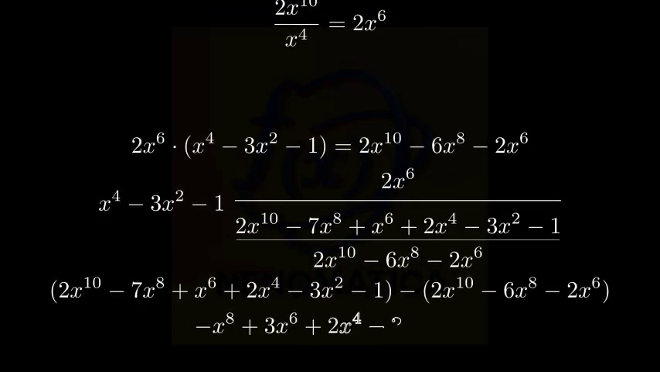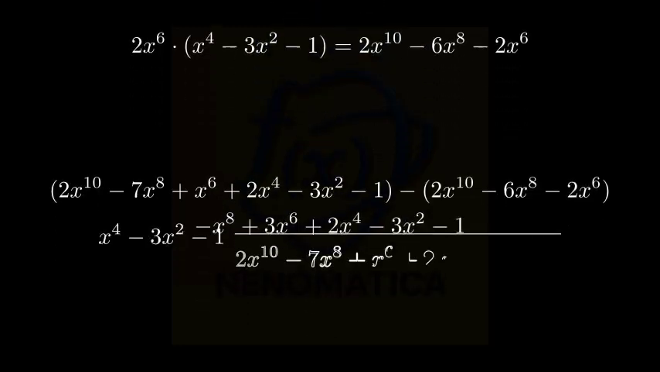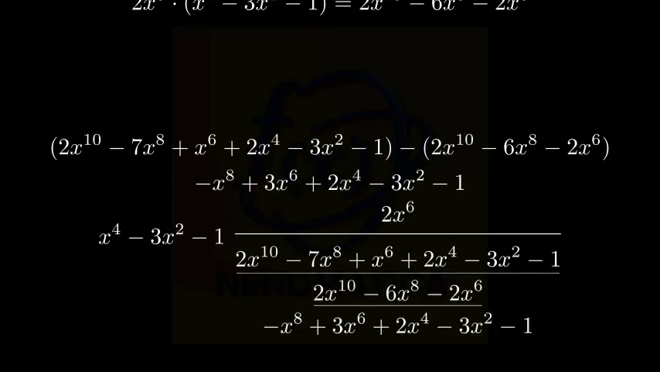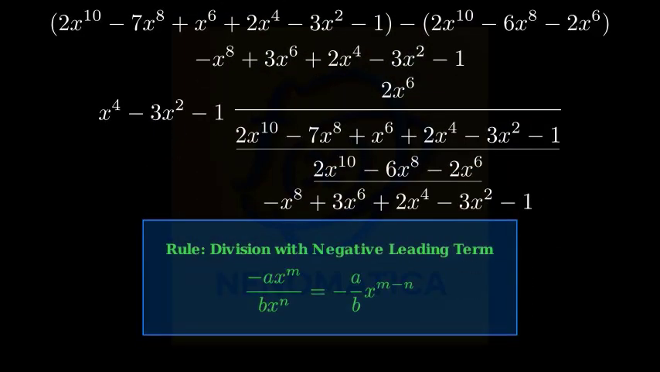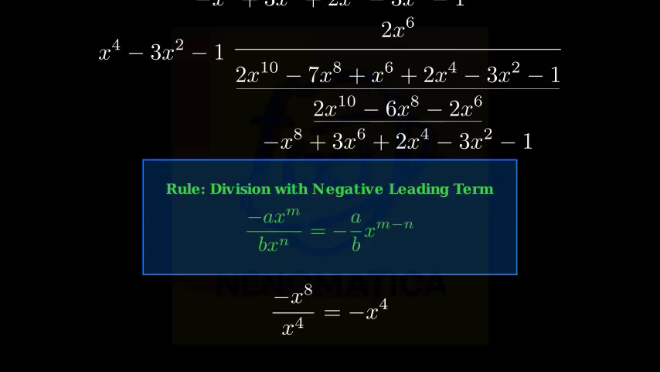This gives us negative 1x to the 8th power plus 3x to the 6th power plus 2x to the 4th power minus 3x squared minus 1. This is our new dividend for the next step. Step 2, we continue the division process with our new dividend. Now we divide the leading term of our new dividend, negative x to the 8th power, by the leading term of our divisor, x to the 4th power. This gives us negative x to the 4th power.